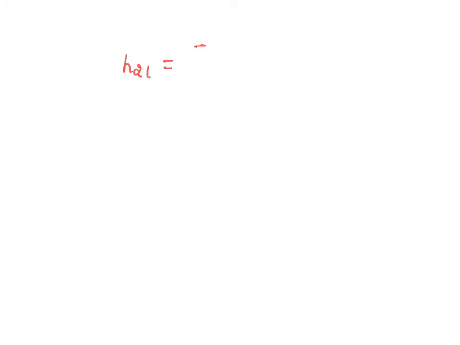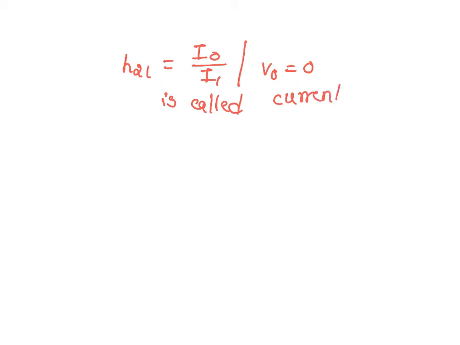Next H21, which is equal to I0 by Ii. This is possible when V0 is equal to 0, and it is called current gain. It has no units, because numerator and denominator are the same current only.